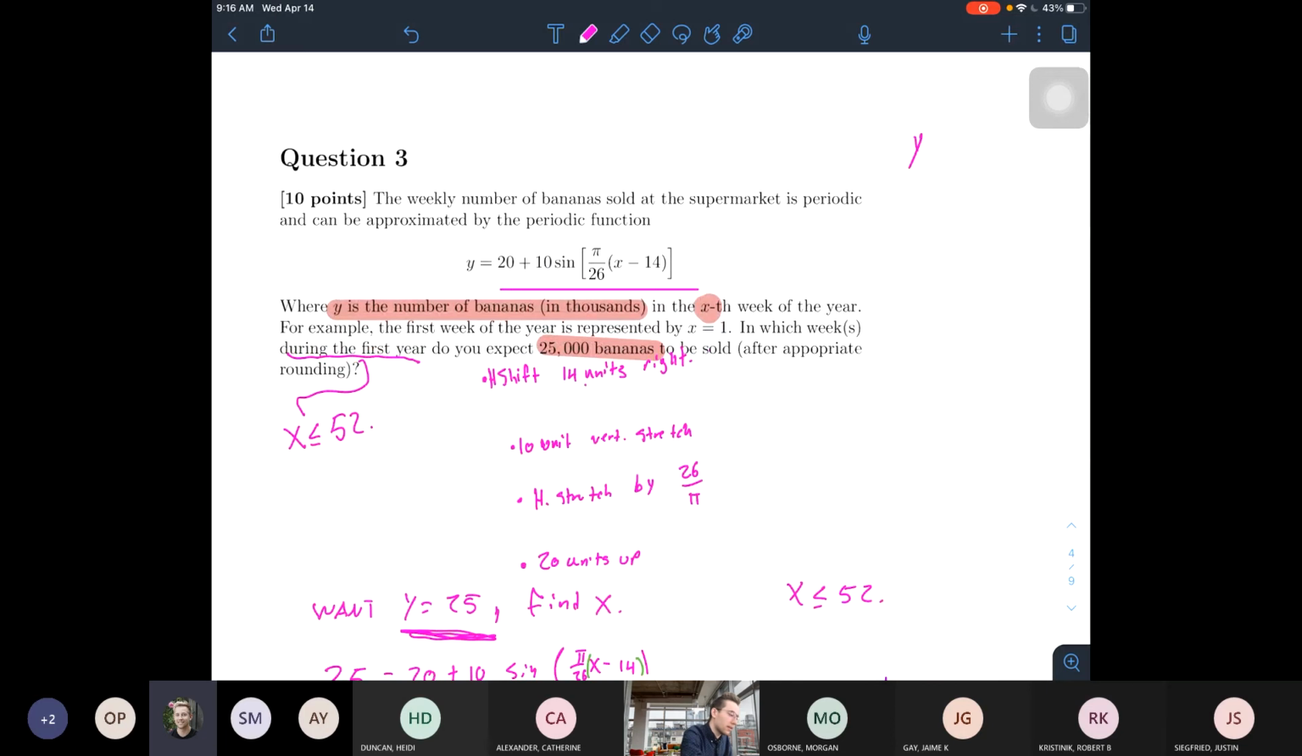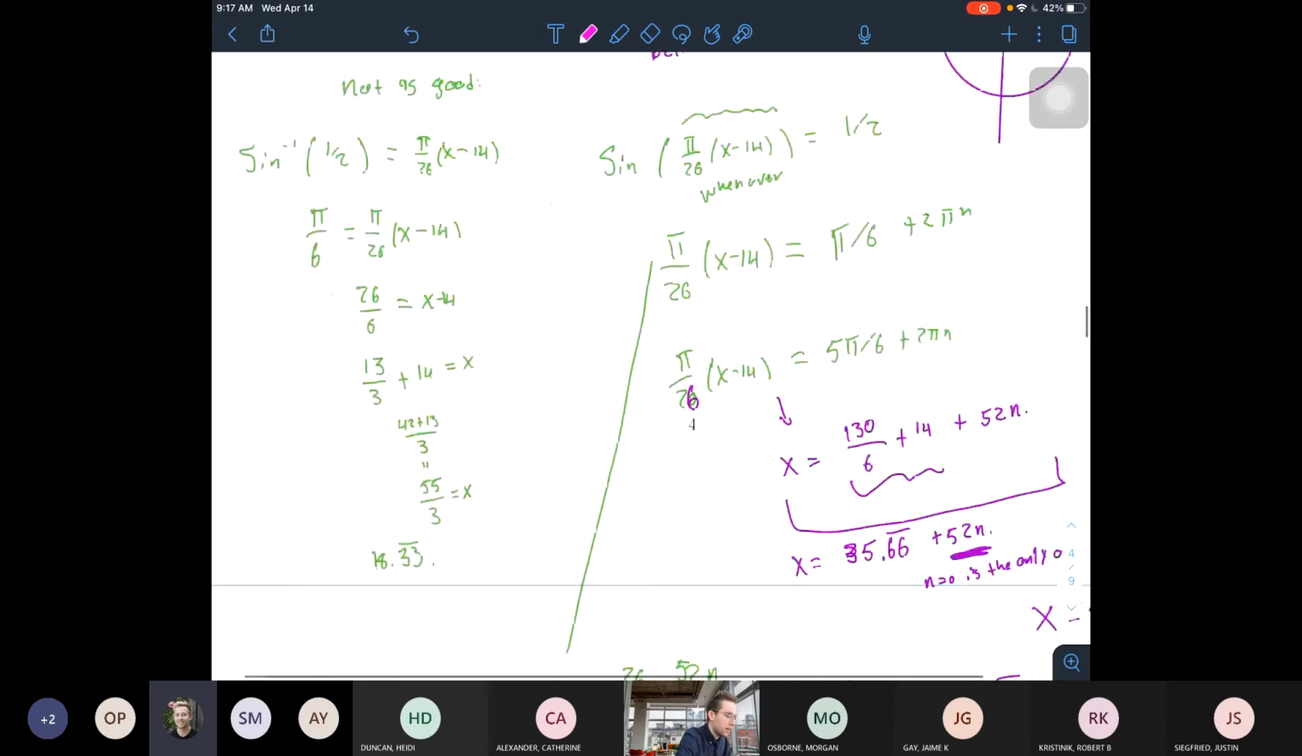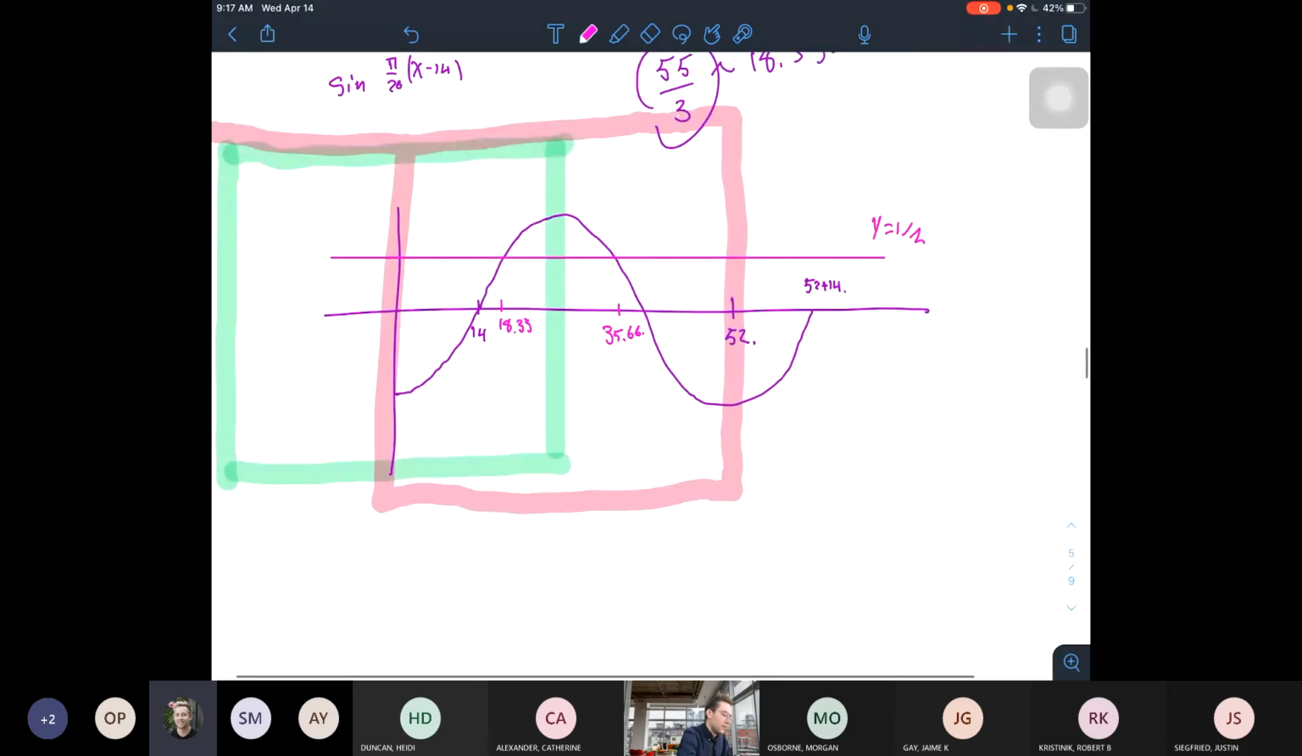So lots of people wrote down that the original period of sine is 2 pi, and if we stretch it by 26 over pi, then the period of our new function will be 52. So it's a 52 periodic function, okay? If we want to consider what's happening in the first year, we need to understand what is happening in the first period, which is why I drew this red box, which describes exactly the first period of this function, going from 0 to 52.